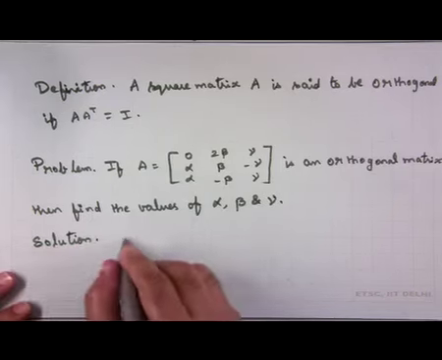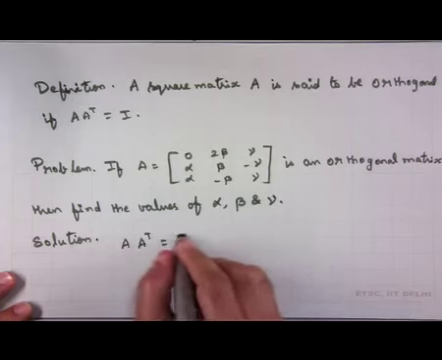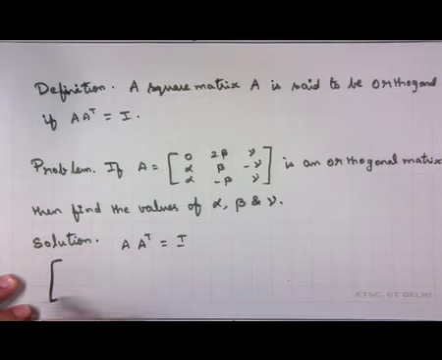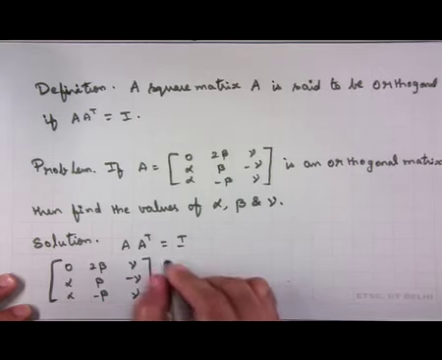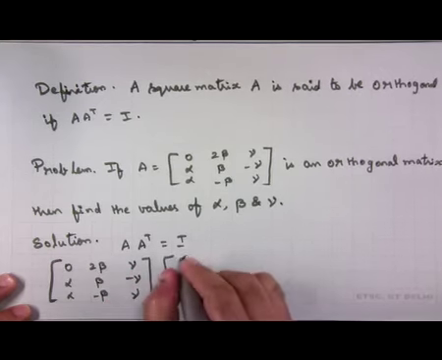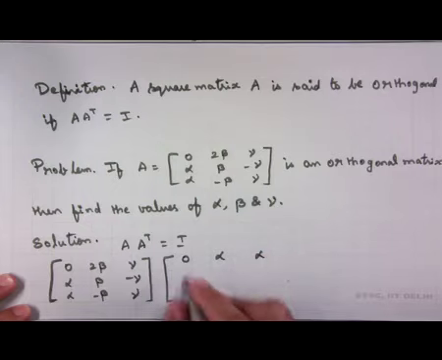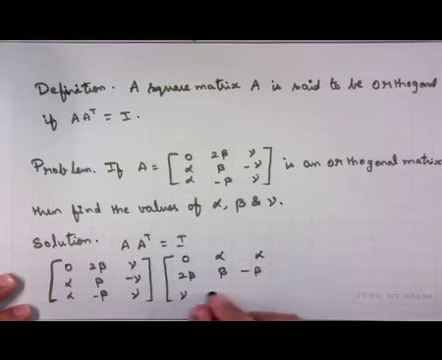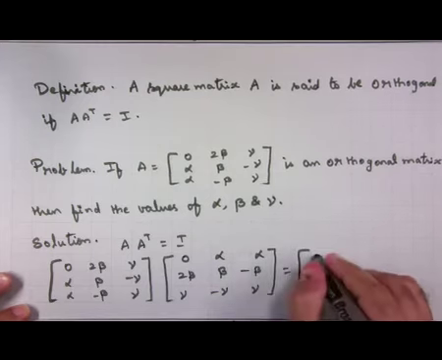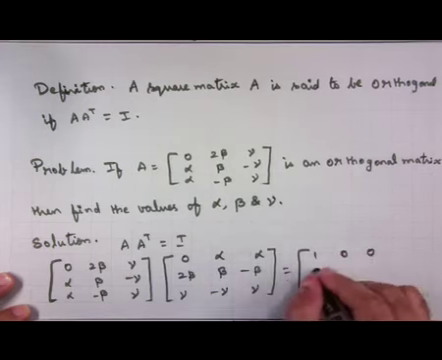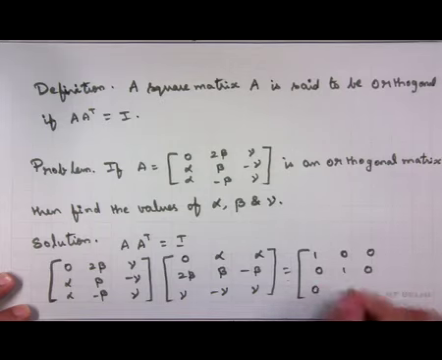What we have is A A transpose equal to identity. Let us write down [0, alpha, alpha; 2 beta, beta, minus beta; gamma, minus gamma, gamma] when multiplied with, now I am writing it row wise, [0, 2 beta, gamma; alpha, beta, minus gamma; alpha, minus beta, gamma]. When you multiply these two, what you should end up with is the 3 by 3 identity matrix: 1 0 0, 0 1 0 and 0 0 1.